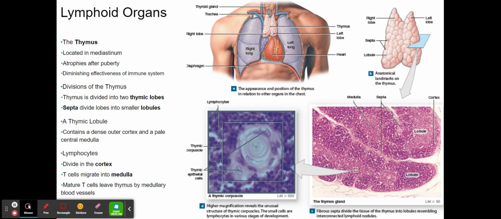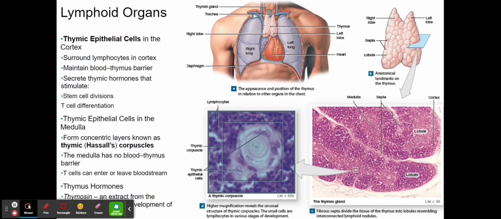The gradual decrease in the size of functional tissues and secretory abilities of the thymus may make elderly people more susceptible to disease. The capsule that covers the thymus divides it into two thymic lobes. Fibrous partitions called septa originate at the capsule and divide the lobes into lobules, averaging about 2 millimeters in diameter. Each lobule consists of a densely packed outer thymic cortex and a paler central medulla.